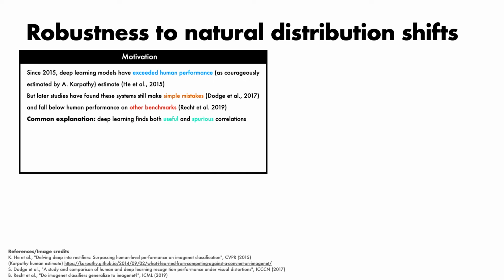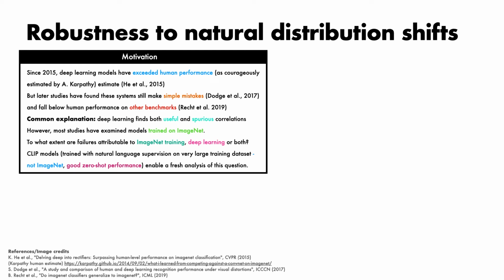The common explanation given for this lack of robustness is that deep learning is very good at learning correlations from training data, both useful and spurious, and it is the spurious correlations that fail to generalize, leading to a lack of robustness. However, most robustness studies to date have examined models trained on ImageNet. This makes it unclear to what extent robustness failures are due to ImageNet training, due to deep learning, or due to some combination of the two. Since CLIP models are trained with natural language supervision on a very large dataset that differs from ImageNet, and exhibit good zero-shot performance, they enable a fresh analysis of this question.